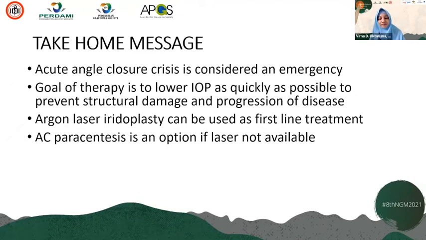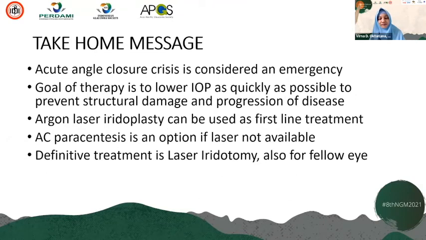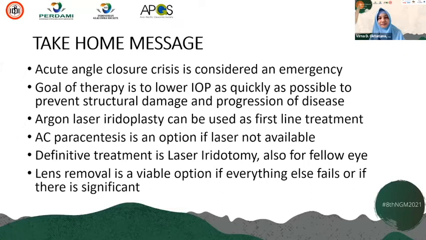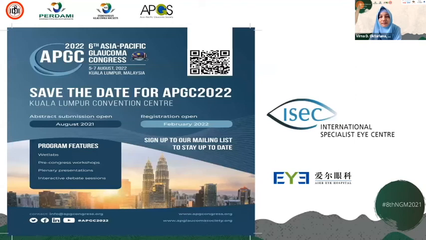Paracentesis is an option if the laser is not available. And definitive treatment, again, is laser iridotomy, and also for the fellow eye. And lens removal is a viable option if everything else fails or if there is a significant cataract.